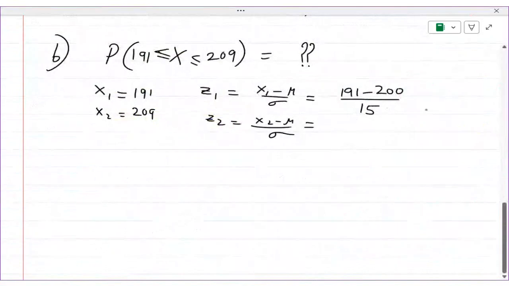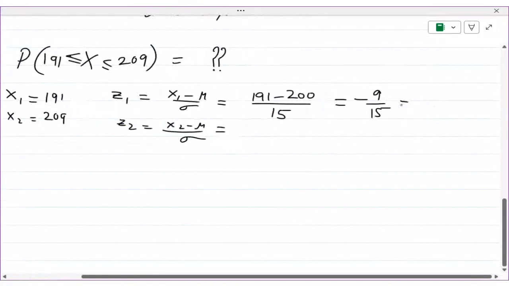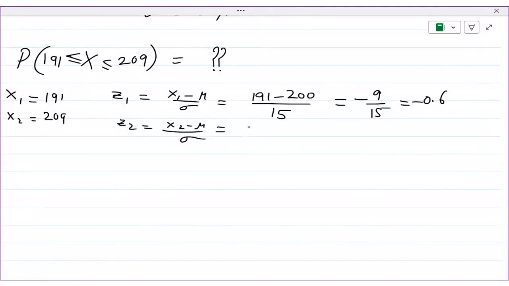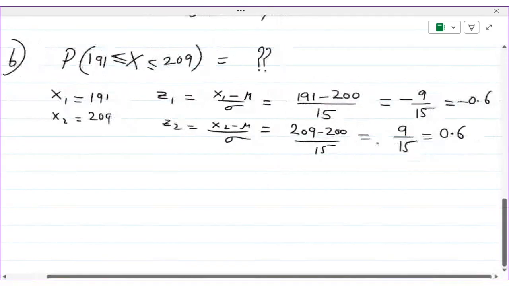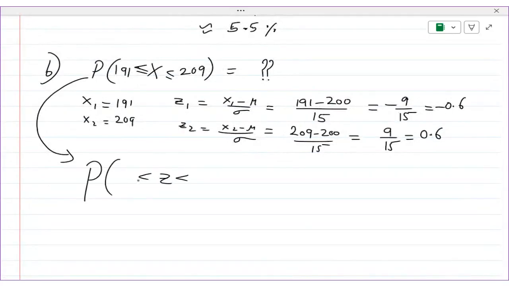Now x1 is 191, minus mu is 200, the mean, and sigma is 15. So we got minus 9 upon 15, which is minus 0.6. And for this part, it is 209 minus 200 divided by 15, so 9 upon 15, which is 0.6. So now we have to find the probability that z is between minus 0.6 and plus 0.6.